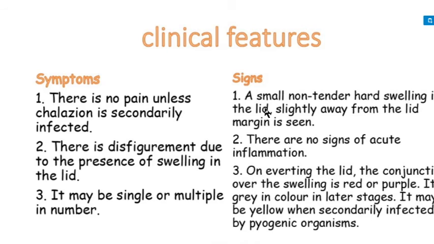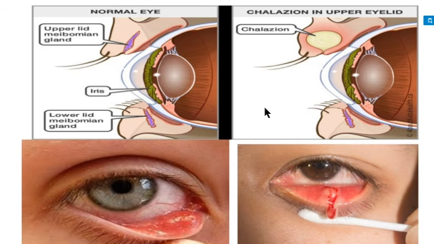Right. So clinical features, if I tell you, it's basically painless swelling, eyelid tenderness, increased tearing, heaviness of the eyes, redness of the conjunctiva. So these are the signs and symptoms. So this you can see, basically this is a normal, and this is basically showing the chalazion.